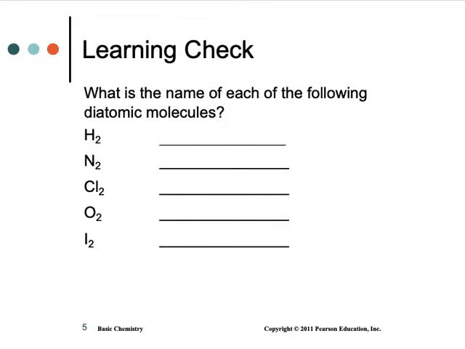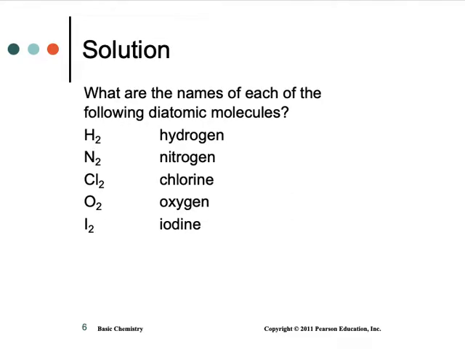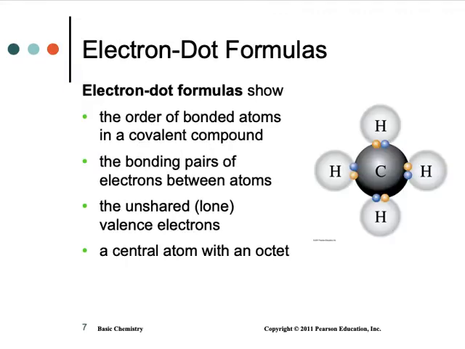Here's an example. What's the name of each of the following diatomic molecules? Okay, so we've got H2, that's a hydrogen molecule. N2 is a nitrogen molecule. Cl2 is a chlorine molecule. All right, oxygen molecule, iodine molecule. So this is just the name of the element, but it's called a molecule. A molecule is going to have more than one atom combined together chemically. In this case, they're sharing electrons.